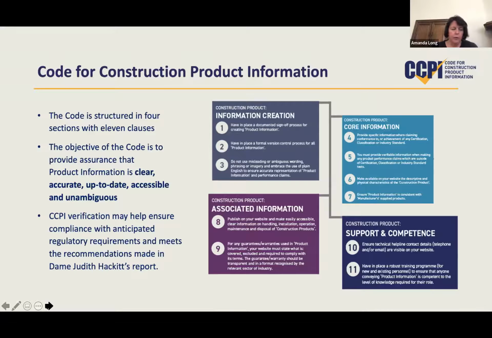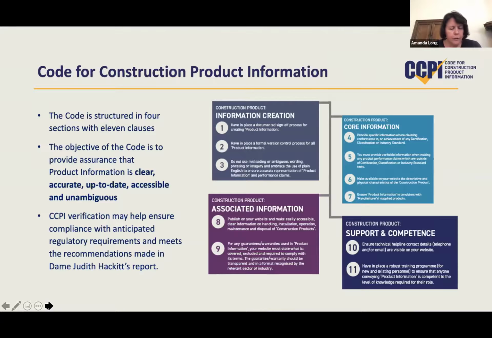The second section of the code is all about the core information. So the core information section describes the basis on which performance claims may be made. There's a requirement to include physical characteristics and to ensure that the information is consistent with the supplied product, and also that change management processes are put in place. All areas of substantial concern that Dame Judith Hackett was raising at the time.